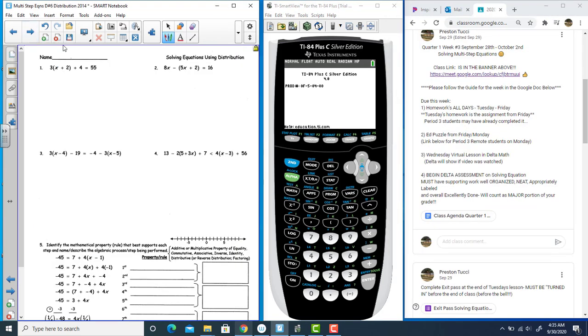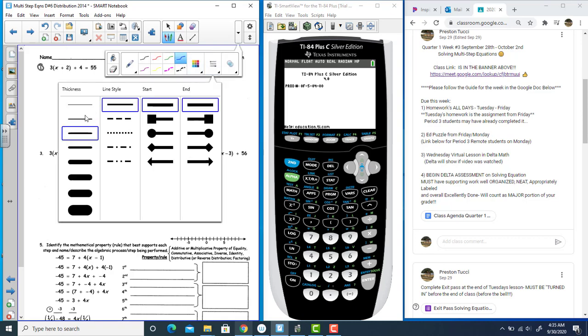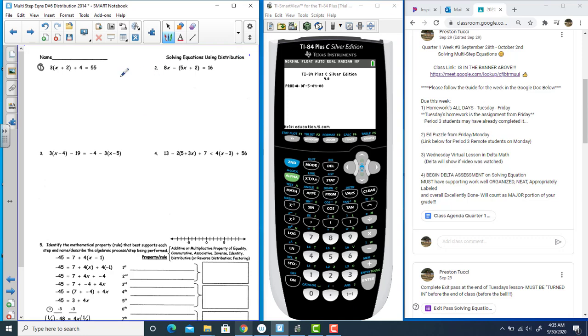Ladies and gentlemen, today: solving equations using distribution. I'm going to work rather quickly through these examples. Number one is kind of the introductory question where the content is simple enough that it should make sense.